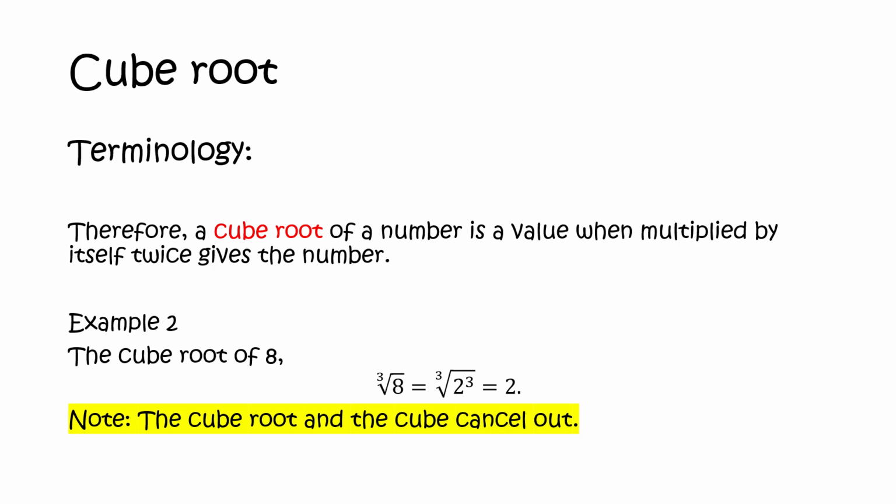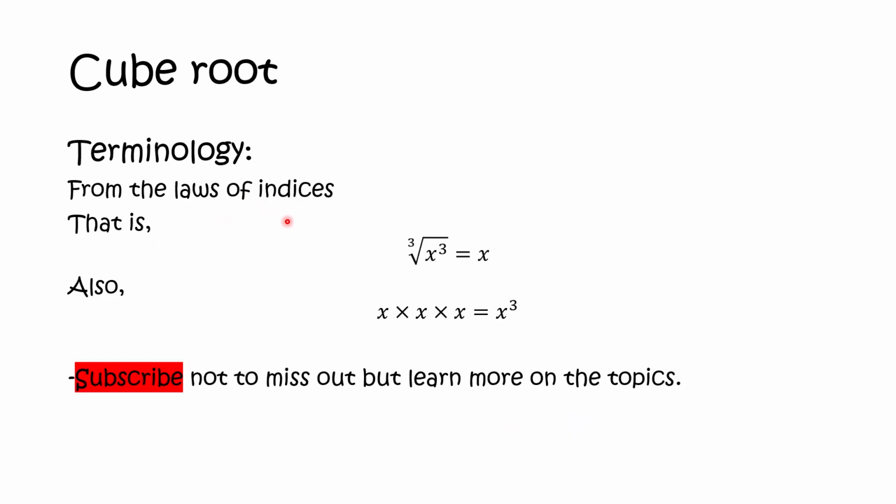Now, going back to the laws of indices, we are saying that the cube root and x to the power 3 will cancel out so that we have x. And also, if we have x times x times x, that will be equivalent to x cubed, or x to the power 3.